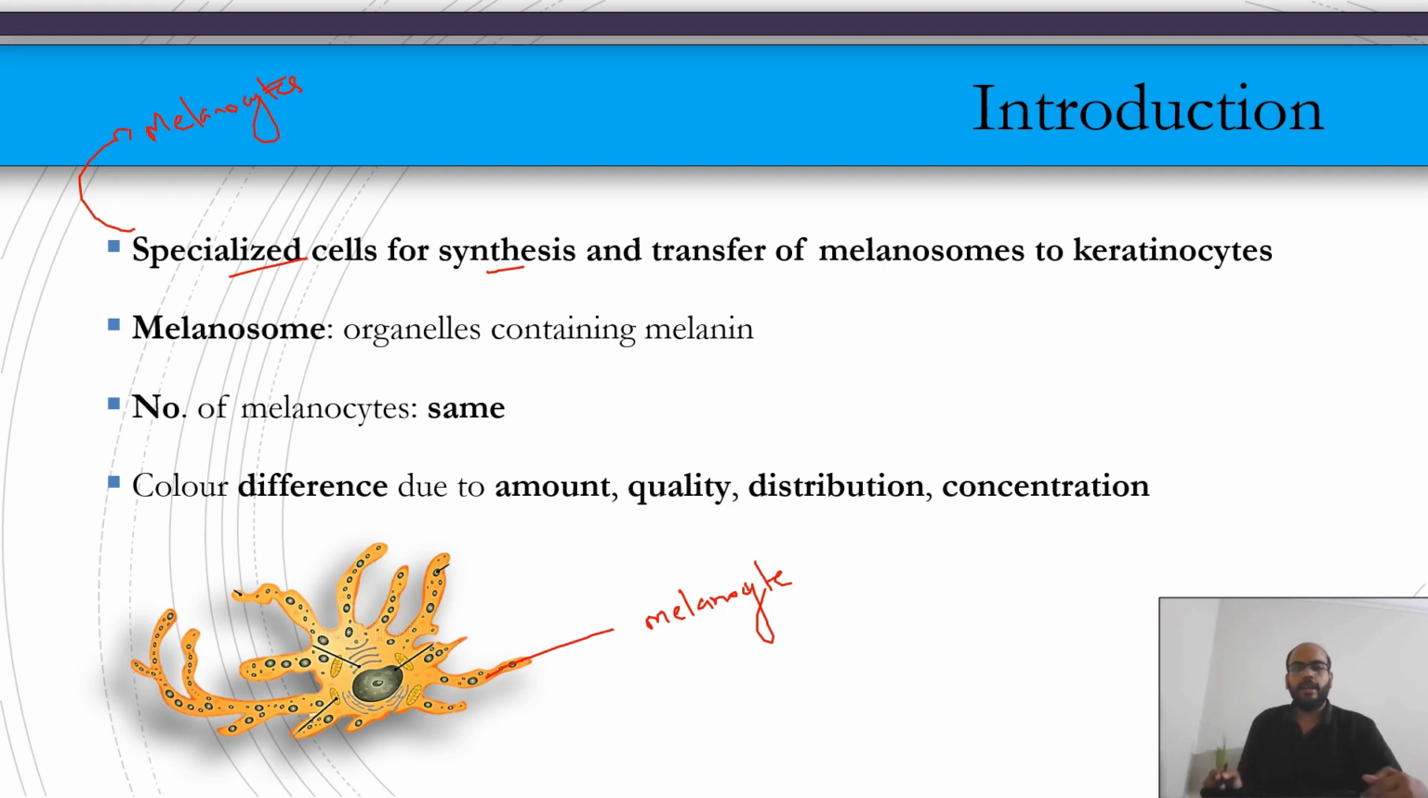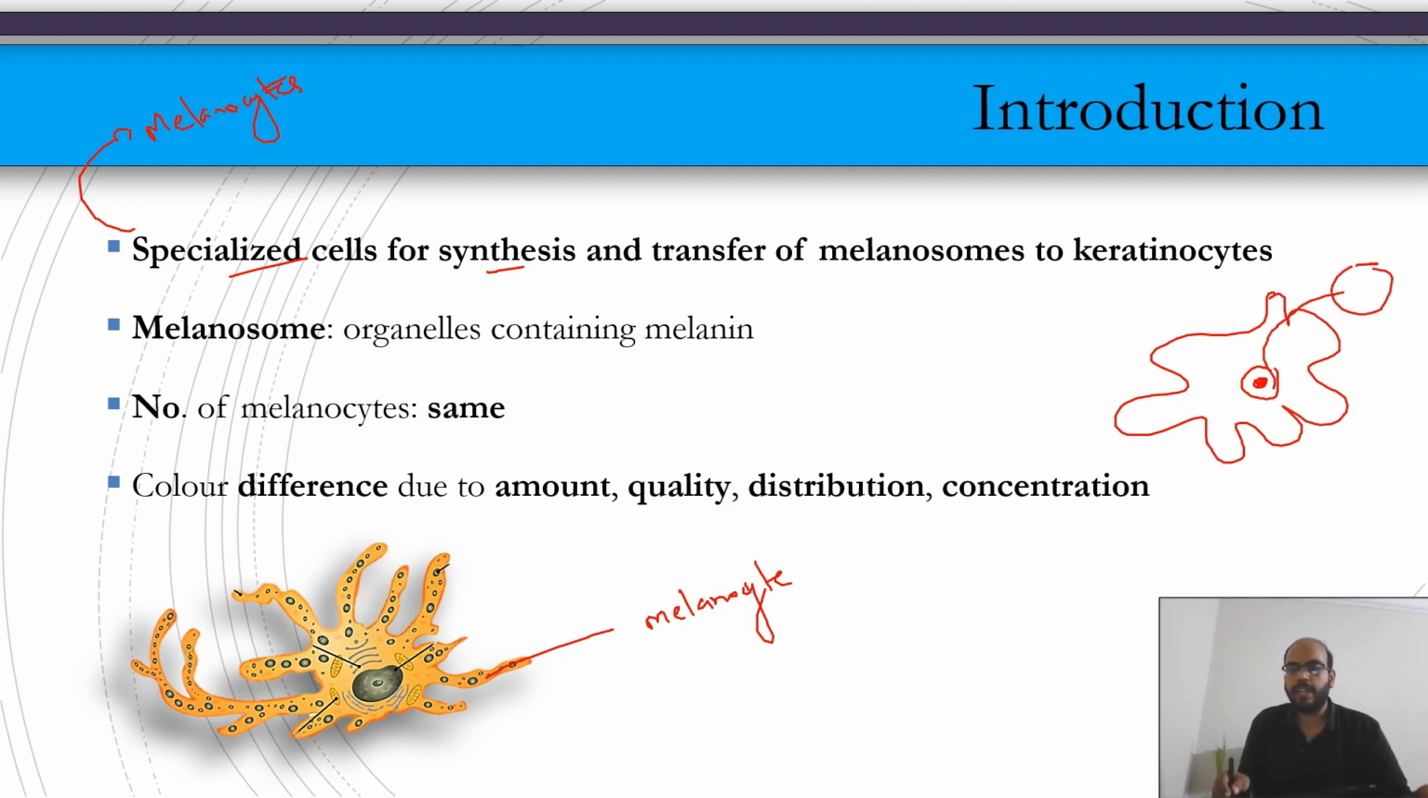melanocyte. Now melanocytes are specialized cells which are responsible for formation of melanosomes. And melanosomes are cell organelles that actually contain melanin. So you have melanin which is enclosed in a melanosome, which is present inside a melanocyte. And this melanosome gets transferred to a keratinocyte. That is the normal process of melanin formation and transport to keratinocytes.